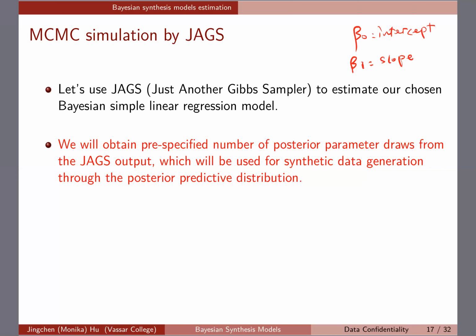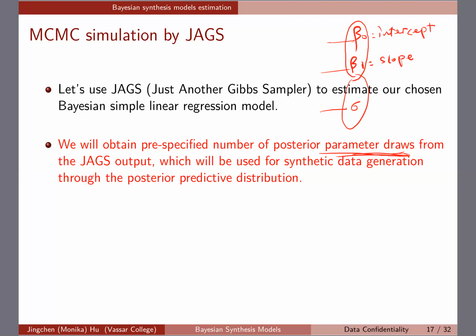But for synthesis purpose, that's what we focus on in this course right now, the goal really is that we want to get posterior draws of beta 0, beta 1, and don't forget, we also have sigma, they're all parameters. So we want to get posterior draws for all of these from our JAX output, because we have to use them later to do predictions to synthesize the sensitive variables.